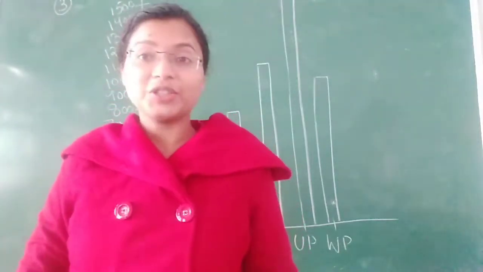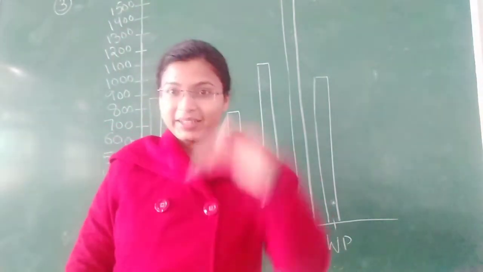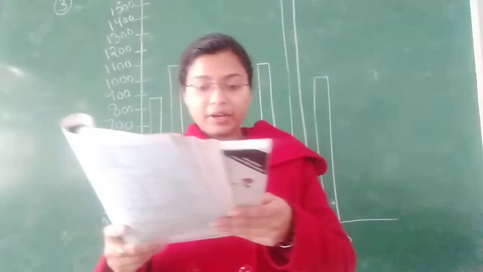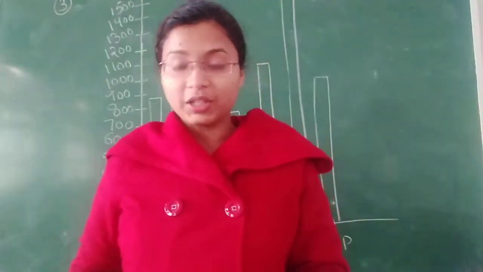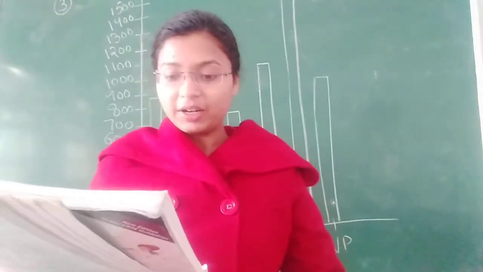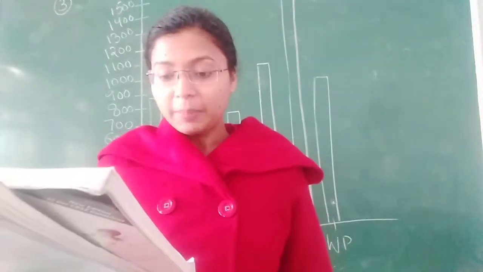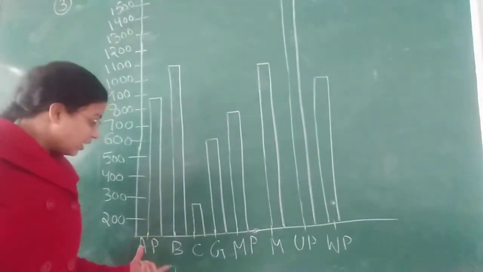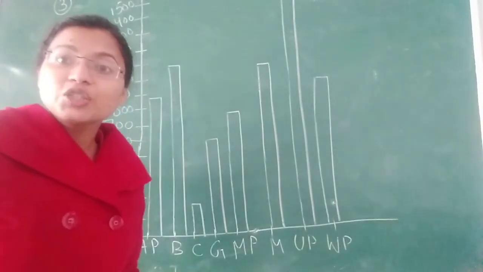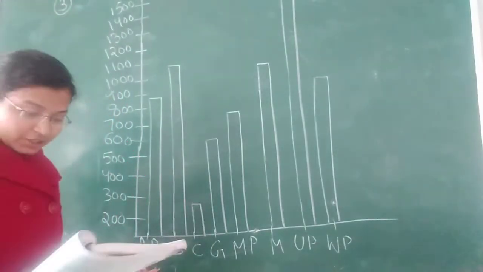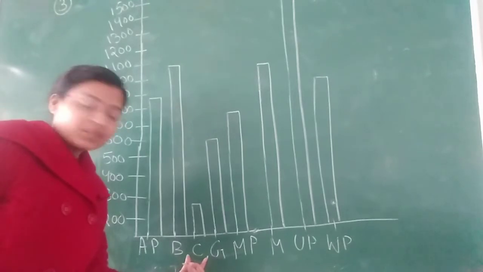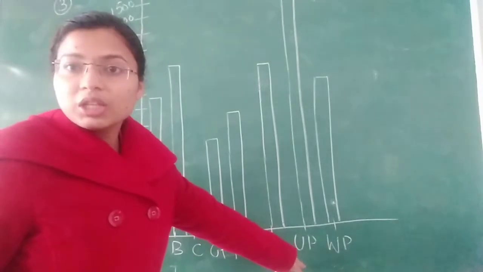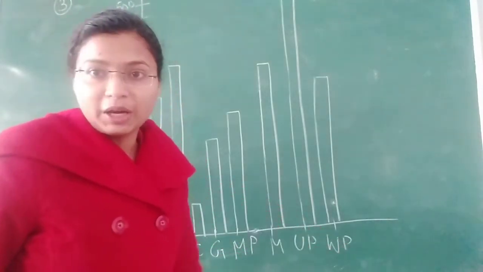Our next question is question number 3. It is a little bit lengthy question. A table is given with states and their population. States are Andhra Pradesh, Bihar, Chhattisgarh, Gujarat, Madhya Pradesh, Maharashtra, Uttar Pradesh and West Bengal. I don't have so much space, that's why I have written them in short form. AP means Andhra Pradesh, B means Bihar, then Chhattisgarh, Gujarat, Madhya Pradesh, M for Maharashtra, UP for Uttar Pradesh and WB for West Bengal.